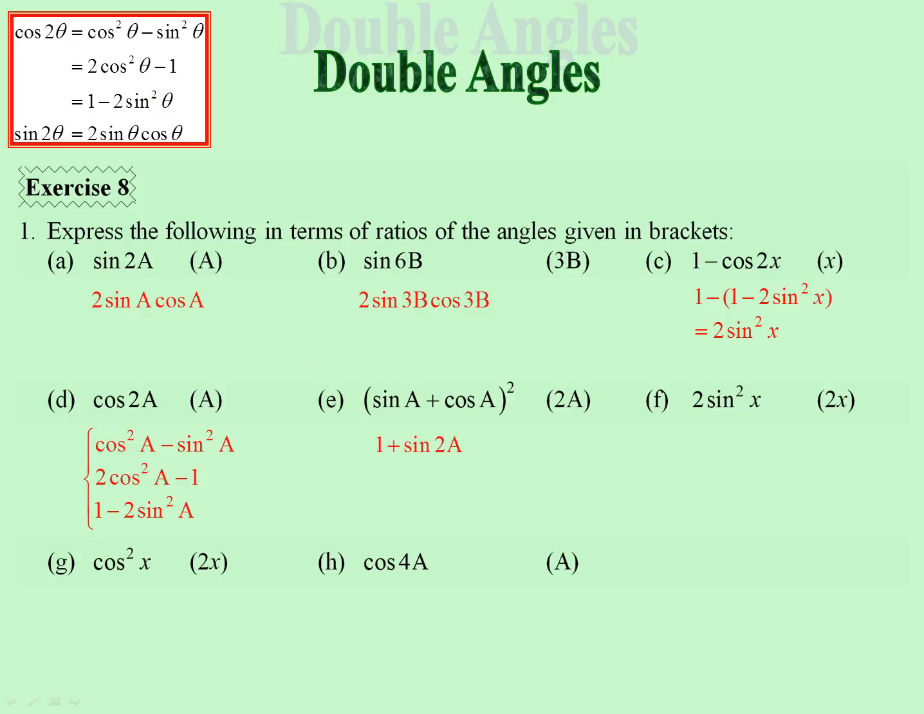Well, let's multiply it out first. Oh, gee, I've gone straight there, and I'll tell you why, because we've done it so often. When you multiply out, sine squared plus 2 sine cos plus cos squared, our sine squared plus cos squared gives you the 1, and our 2 sine cos gives you the double angle.